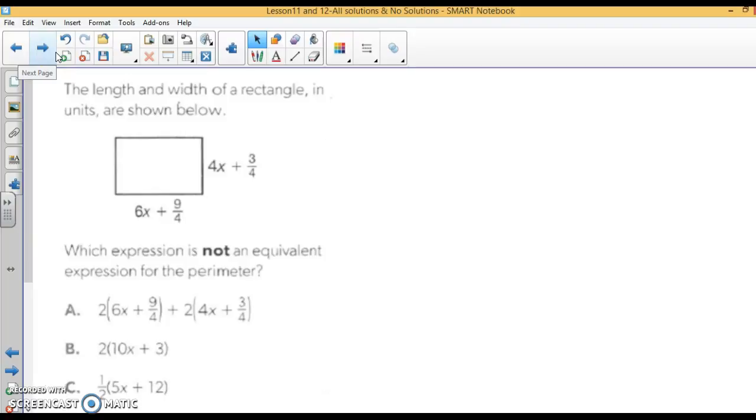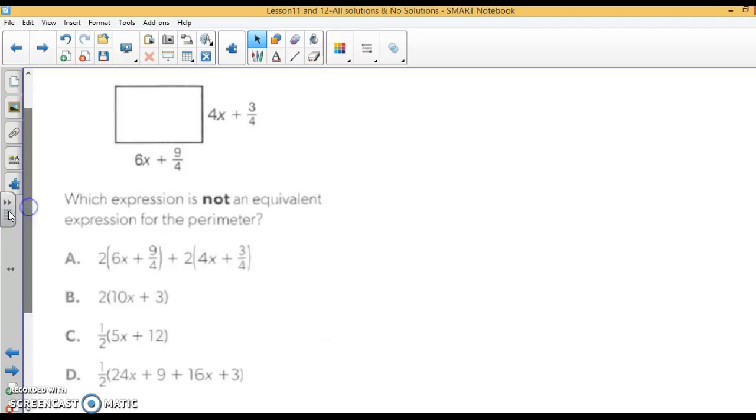All right. Pause the video and do this problem. Which expression is not an equivalent expression for the perimeter? Well, let's look at this. Perimeter, you could write it as 2 times the length plus 2 times the width, which is what this is. 2 times the length plus 2 times the width.